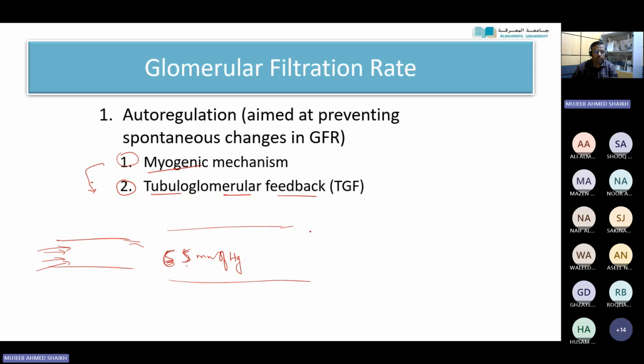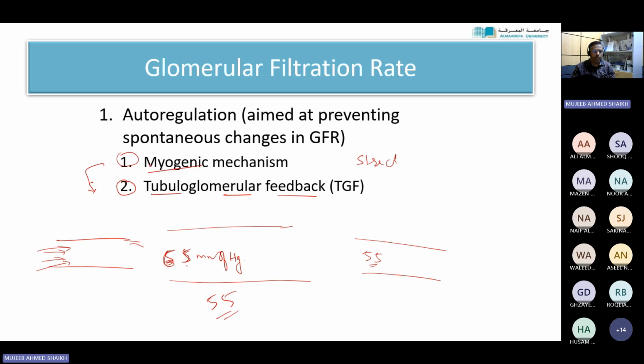Because of this stretch, a reflex contraction will occur, so that the pressure will come back to the same position, that is 55 millimeter of mercury. This is due to the stretch mechanism. Smooth muscles are there in the capillaries. If more blood is flowing, it will stretch, leading to reflex contraction. So it will come back to normal, and that's why the 55 will remain 55 millimeter of mercury. This is how autoregulation occurs.